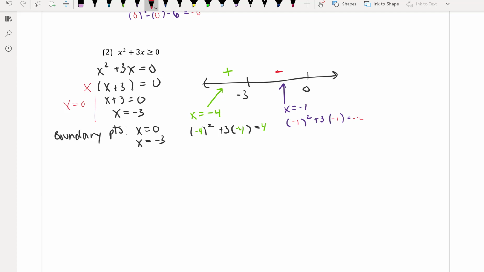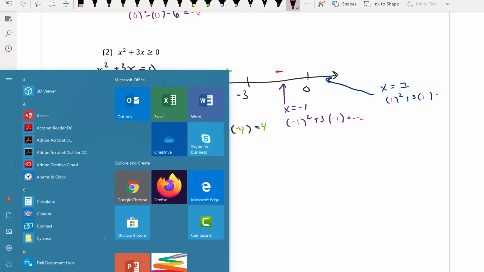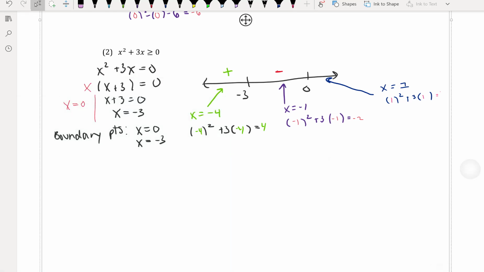And now I need my last one. So let's pick a number that lives to the right. So let's pick x is equal to 1. So I am going to have 1 squared plus 3 times 1. And let's see what happens when we plug that in. So I'm plugging in 1. So if I have 1 squared plus 3 times 1, I end up getting a positive 4.